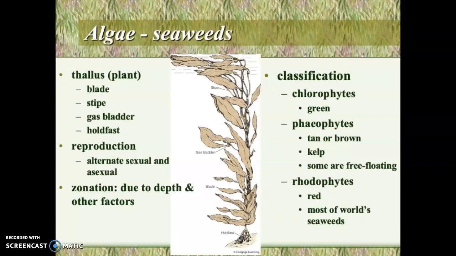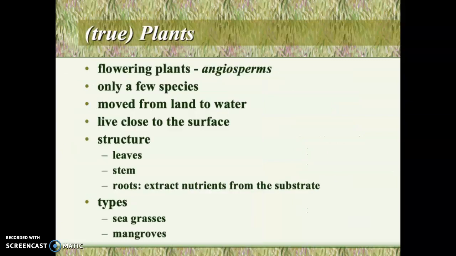So we just have about 30 seconds left, and you can look these differences up in your book. Algae look like plants, but you'll notice they give them different names: blades, stipes, holdfasts, because there is no vascular tissue to transport material. And last but not least are the true plants, which are flowering plants. There are only a few species and they tend to live very close to the coast.